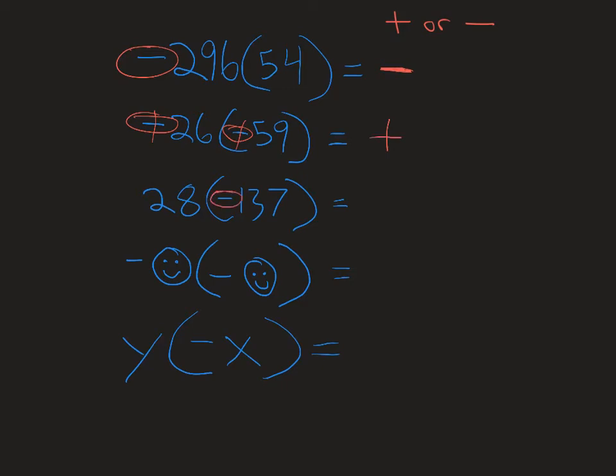Single negative goes to the answer. Pair of negatives cancel out, positive answer. Single negative goes to the answer. It's as simple as that. All right.